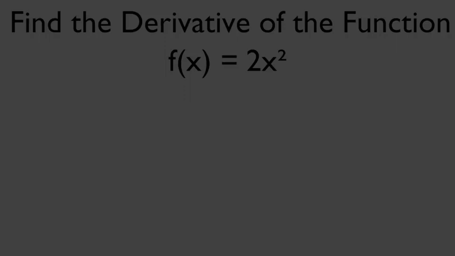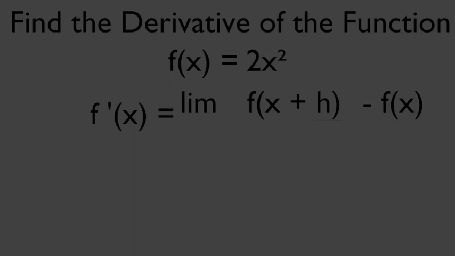Finding the derivative of a function, let's take the following function, f of x equals 2x squared. We're going to find the derivative of this function at every point. To find the derivative of the function, we're going to use the definition of the derivative, which is the derivative of the function, or f prime of x, equals the limit of f of x plus h minus f of x divided by h as h approaches 0.